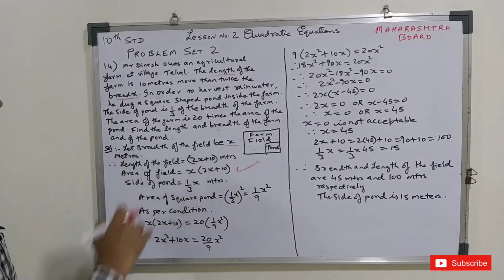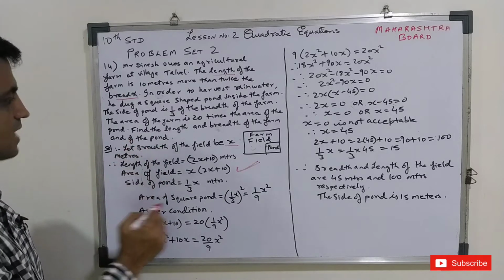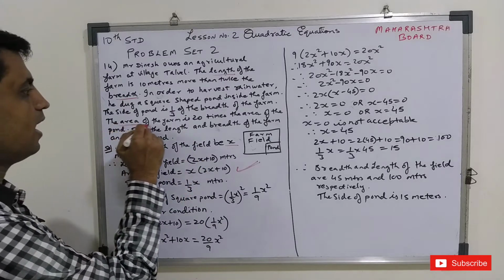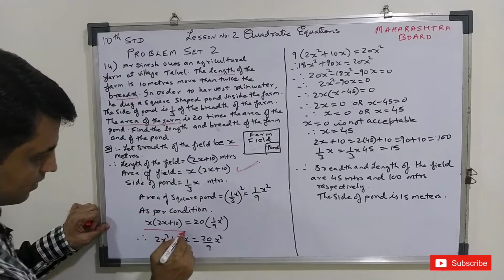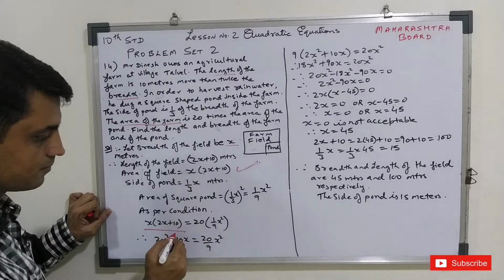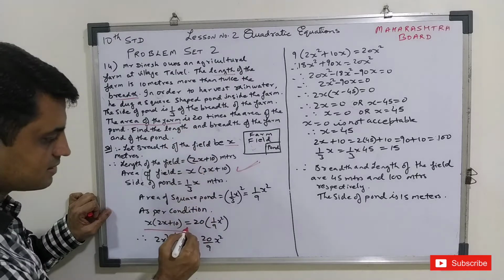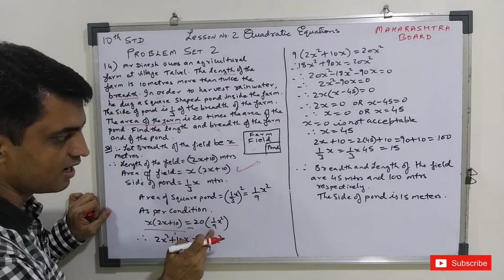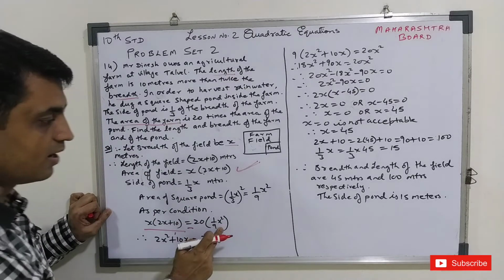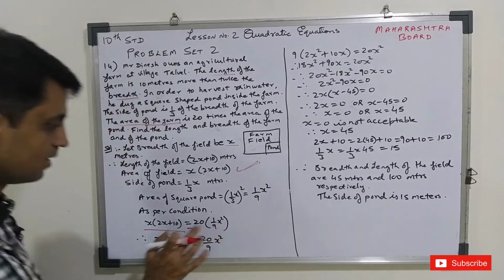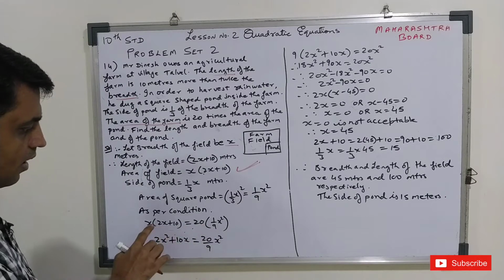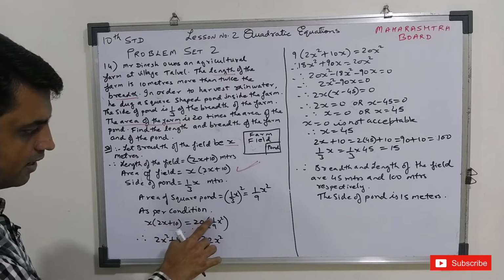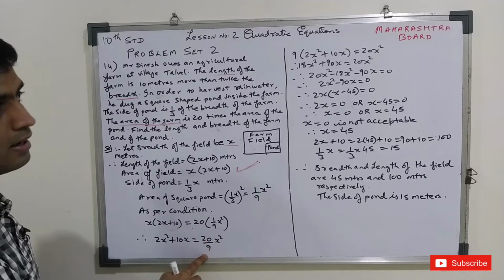Now let us come to the condition they had given. The area of the farm is equal to 20 times the area of the pond. What is the area of the pond? 1 upon 9 x square. Now we understood why we found this. After this, we multiply inside: x into 2x is 2x square, x into 10 is 10x, and 20 into 1 is 20x square upon 9.